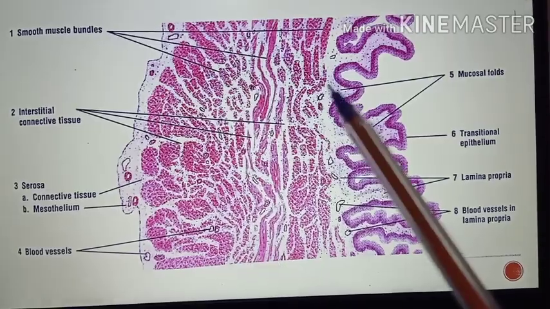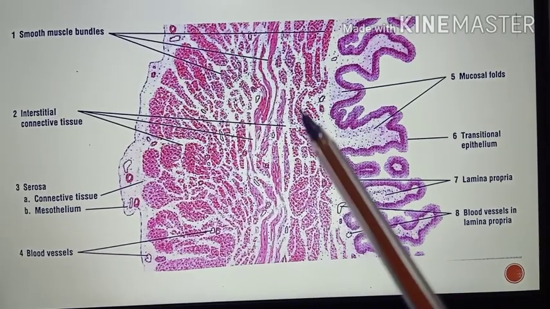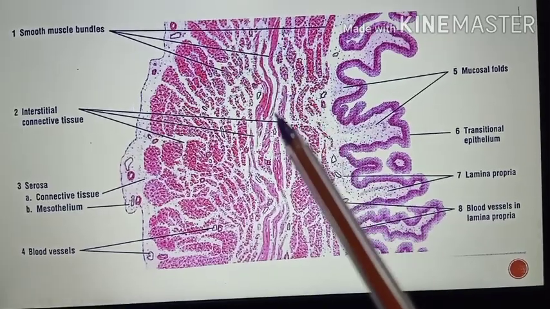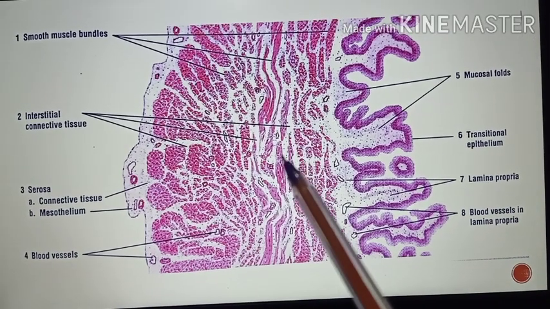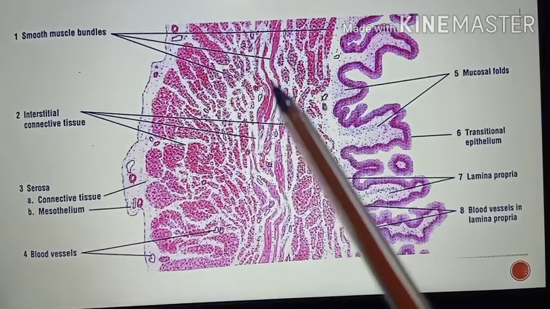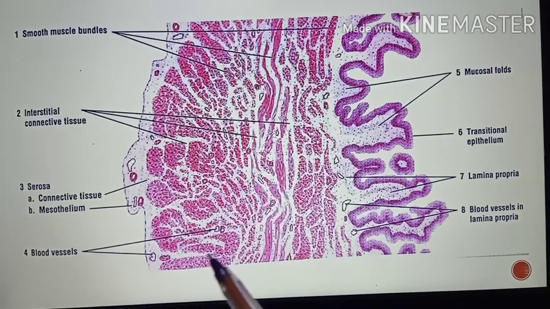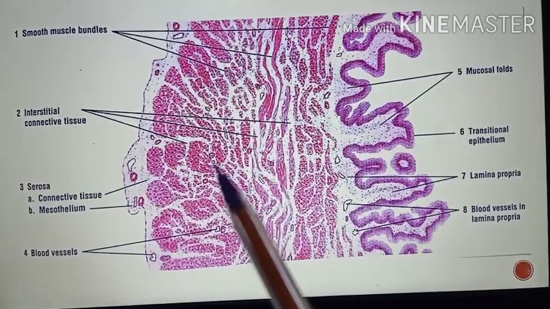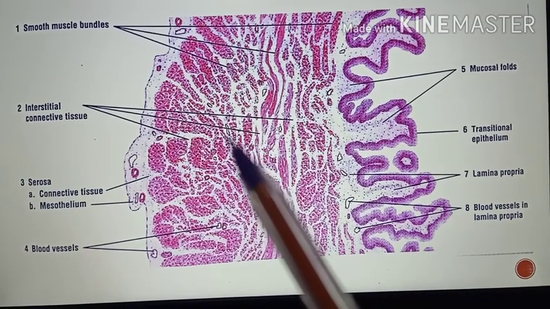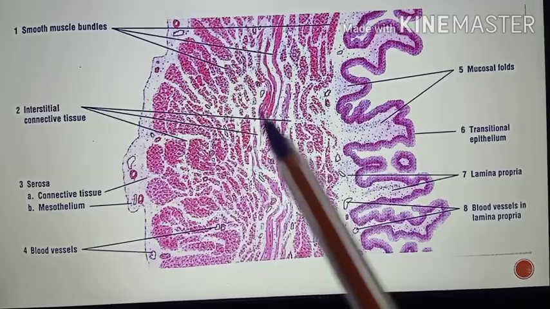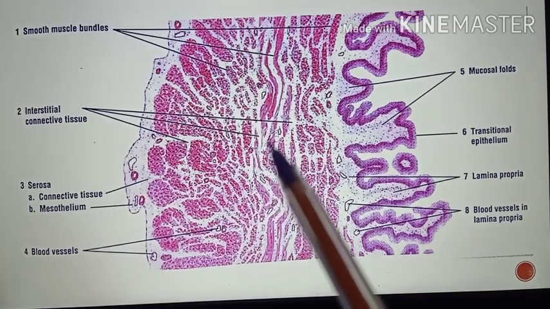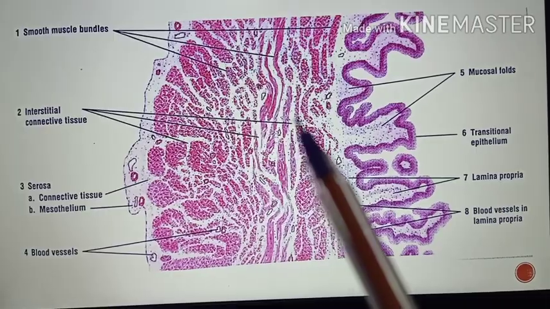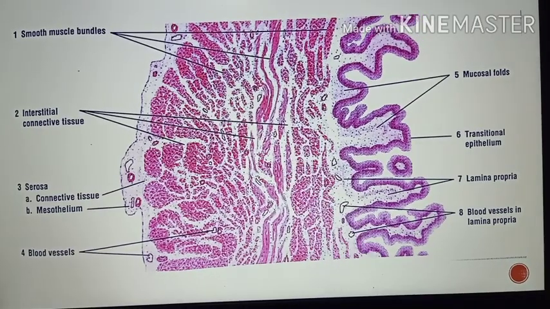So the pattern of arrangement here, this is the inner longitudinal muscle. This is the middle circular muscle, whereas this entire thing is the outer longitudinal muscle. And also, in between these muscle fibers you can see the connective tissue, and that connective tissue is called the interstitial connective tissue.